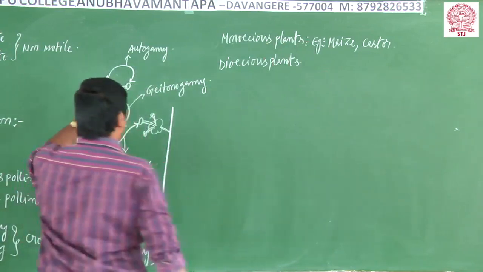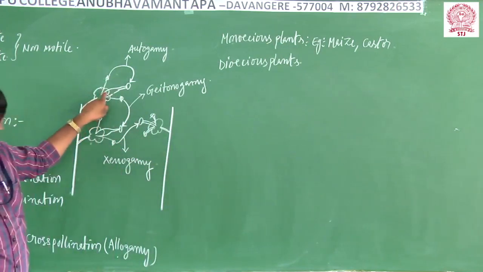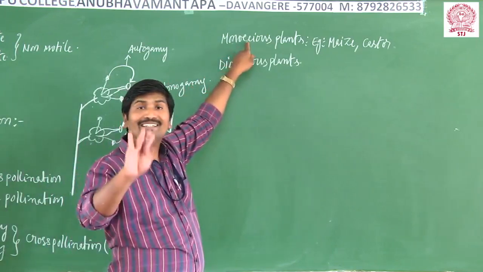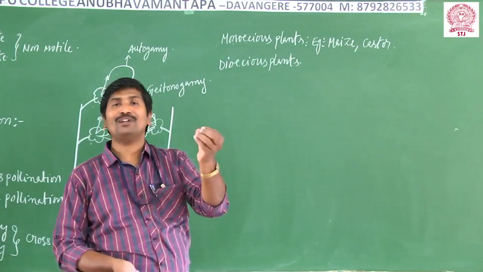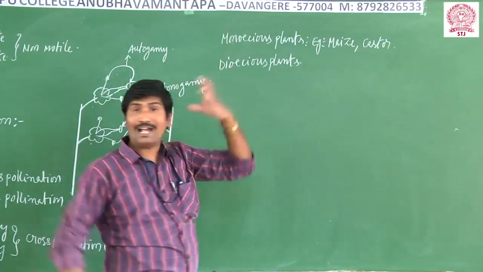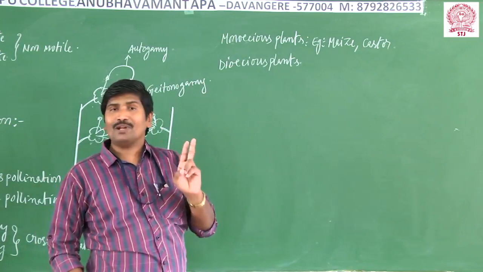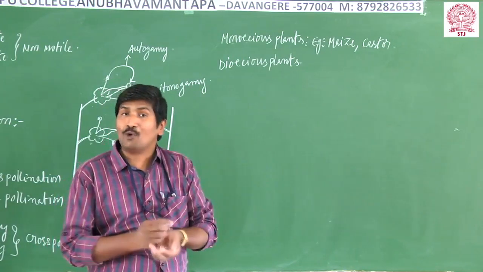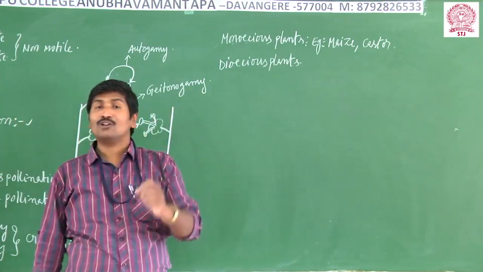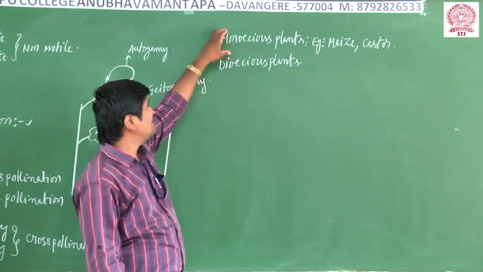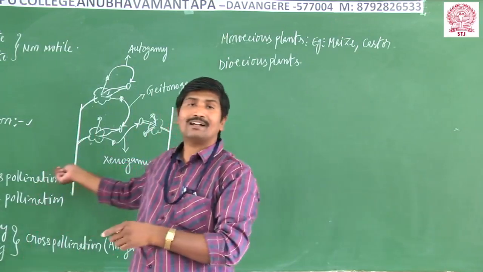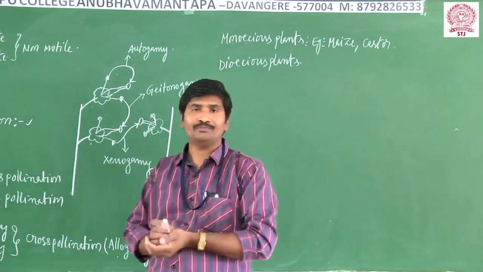both. Here see, autogamy is only prevented. Why? Because the monoecious plants contain unisexual flowers, that is male flower and female flower. Both male and female flowers are present on the same plant. The unisexual flowers only prevent which kind of pollination? Autogamy or self-pollination. That's why the monoecious plants prevent autogamy but not geitonogamy and xenogamy.